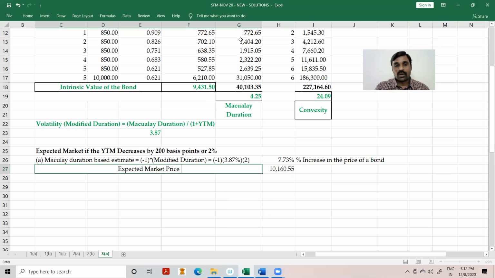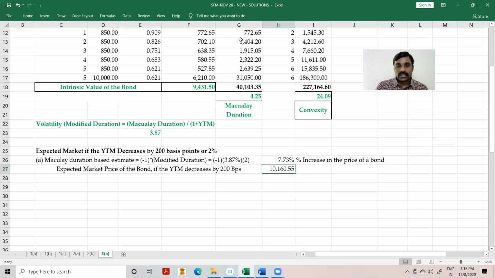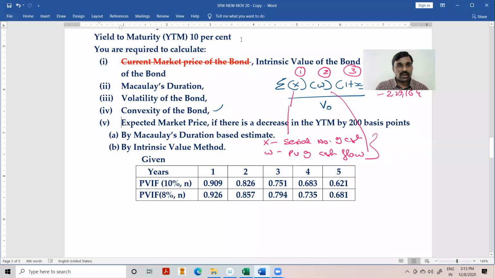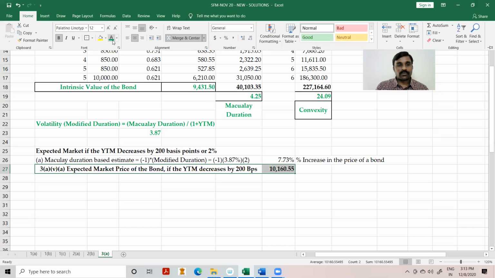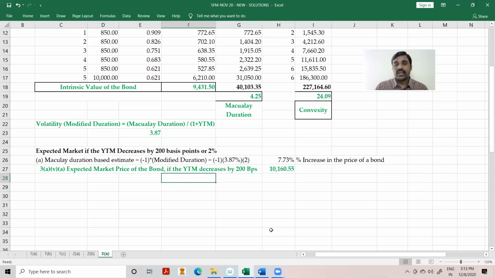Expected market price of the bond if the yield to maturity decreases by 200 basis points. This is the expected market price. This is also one of our answers. This is 3A5A, our answer. Expected market price of the bond if the yield to maturity decreases by 200 basis points, as per the Macaulay duration estimate.